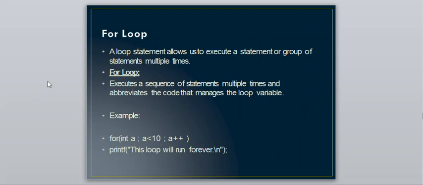Okay, starting with the for loop, just the same example of condition repetition statement. You can take the last definition: a loop statement allows us to execute a statement or a group of statements multiple times, or in repetition, however many times you want to repeat your statement. A for loop always executes a sequence of statements multiple times.